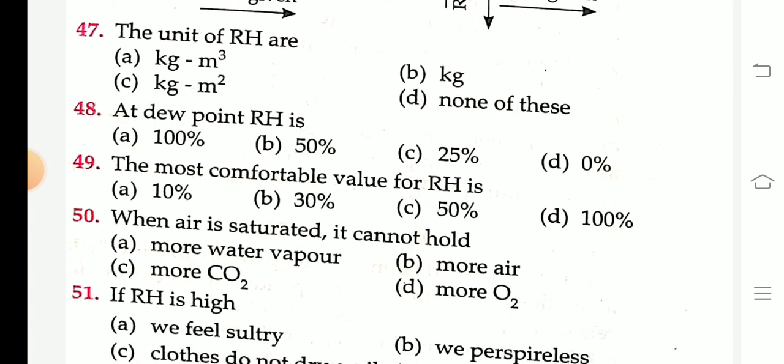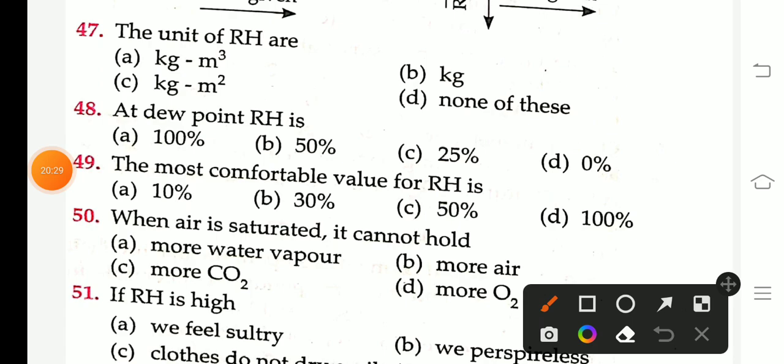Next, the unit of RH. Right answer will be option D, none of these. Next, at dew point RH is, right answer will be option A, 100%. Next, the most comfortable value for RH is, right answer will be option C, 50%.